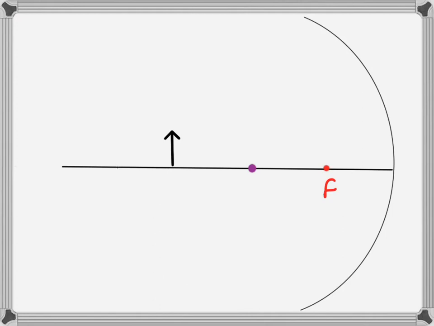Okay, moving on. All right, so now we've got a curved mirror. This is a concave mirror, and the purple dot represents the center of the mirror. The F represents the focal point. And then we have our object, which is outside the center. We want to locate the image, and so we're going to draw three rays.